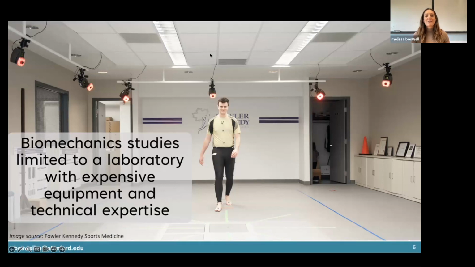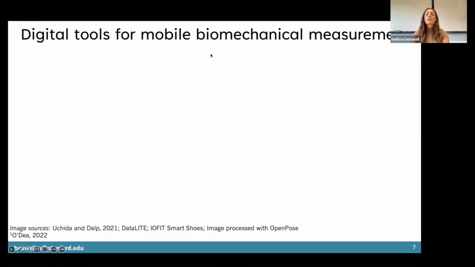However, biomechanical assessments have traditionally been limited to laboratories with expensive and technical equipment that aren't easily scalable or accessible in a clinic or at-home setting. In recent years, though, there has been tremendous growth in tools that enable biomechanical measurements outside of the lab.